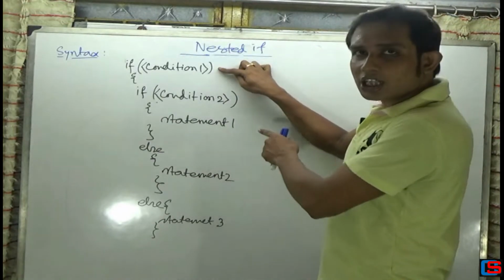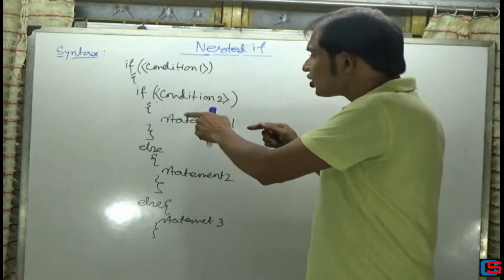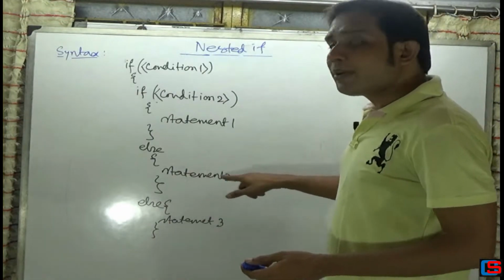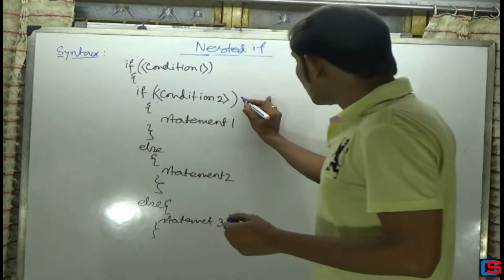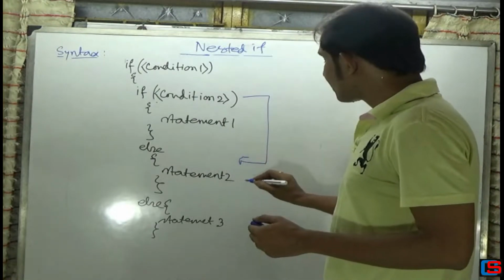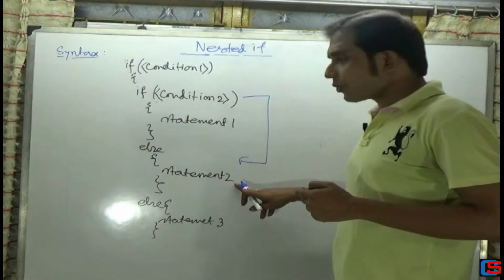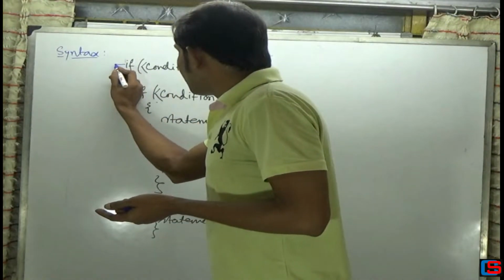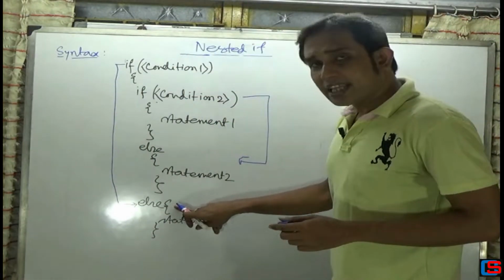Suppose condition 1 becomes true but condition 2 becomes false. This time the control goes to this else block and statement 2 is going to execute. So if condition 2 becomes false, then the control goes to this else block, and statement 2 is going to execute. And if condition 1 becomes false, then the control goes to this portion, that means this else block.